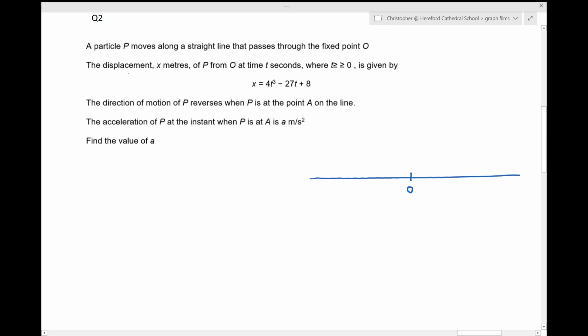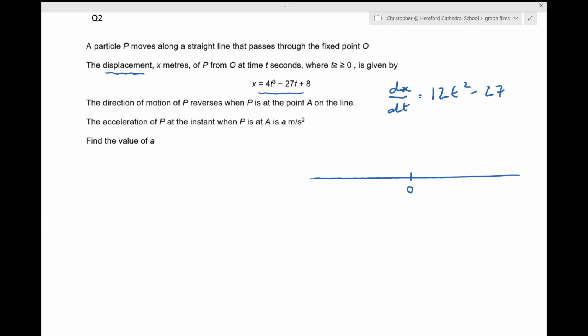Now the displacement, x meters of P from O, how far away is P from O? More or less. Okay, is given by this. So that is the displacement of P from O. So obviously that's going to change over time, isn't it? I could see how it changes over time by differentiating x with respect to t. How does the distance of P from O change over time? 12t squared minus 27.